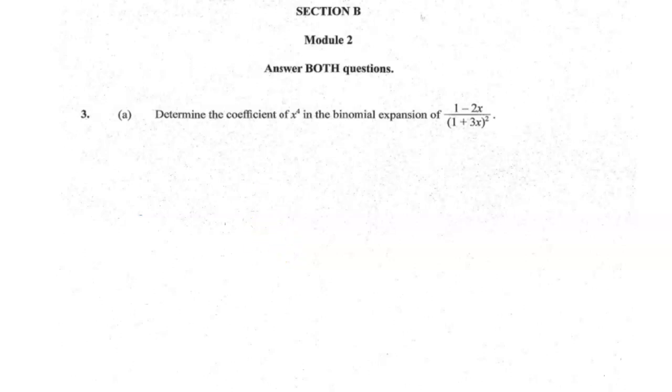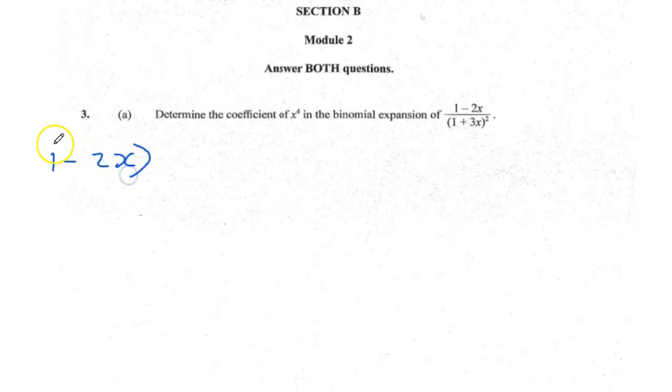So now we're at the third question of the paper. Determine the coefficient of x to the fourth power in the binomial expansion of (1 minus 2x) over (1 plus 3x) all squared. So let's expand. So we have 1 minus 2x.